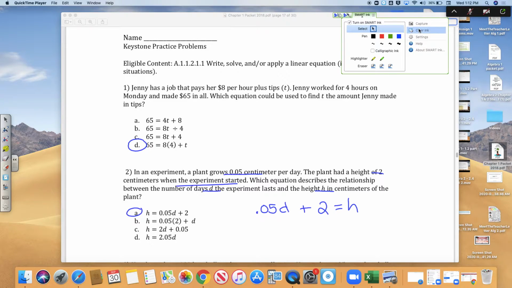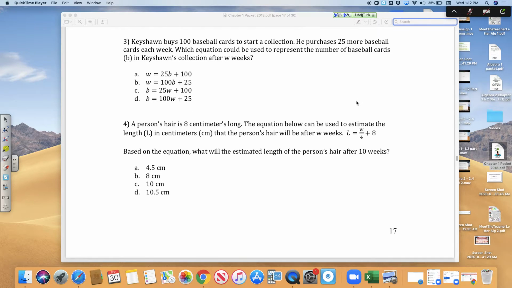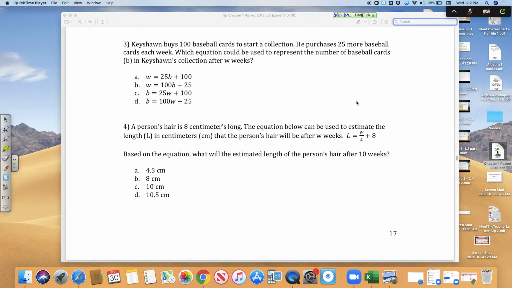All right, let's check out number 3. Keystone buys 100 baseball cards to start a collection. He purchases 25 more baseball cards each week. Which equation could be used to represent the number of baseball cards B which Keystone has after W weeks?